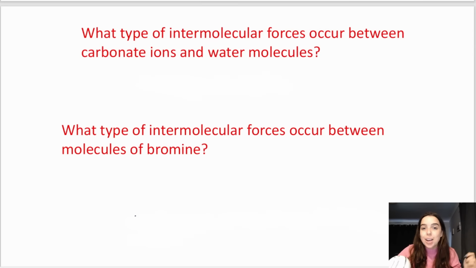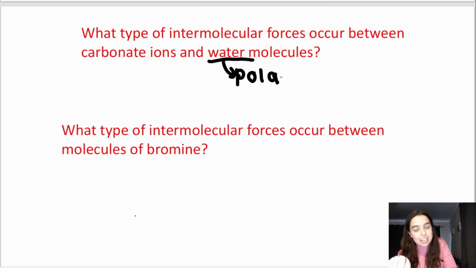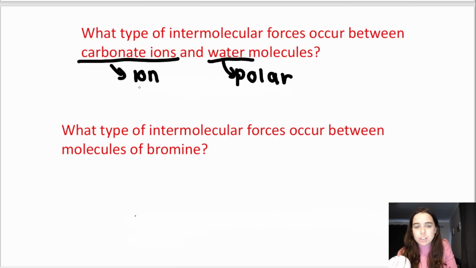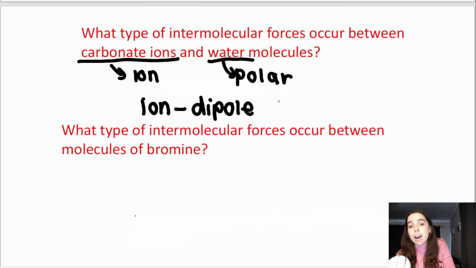Let's do two more. What about carbonate ions and water molecules? Again, at this point, you should know that water is polar and carbonate ions, those are ions. That's ionic. So ion, and what do we call polar molecules? Dipole. So ion-dipole forces.